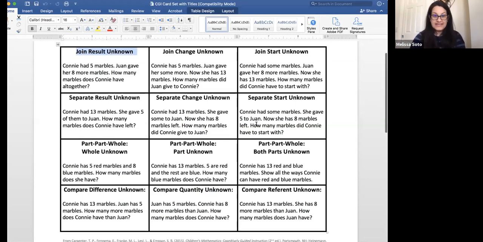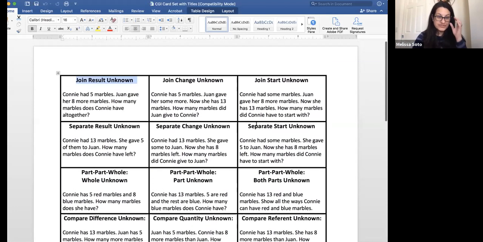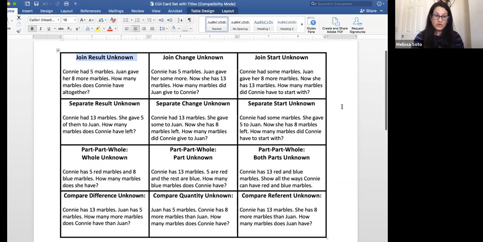And so what I want to say is that when it comes to this particular problem chart, the problems are easier at the top and get more difficult as you go down the chart. And as you start on the left-hand side, those are easier than the ones on the right-hand side of the chart. So if you think about this as a whole, your join result unknown story problems are going to be the easiest story problems to solve. And then when we go across, your start unknown problems are going to be a little bit more challenging. And we'll get to the bottom rest of the chart in just a moment.